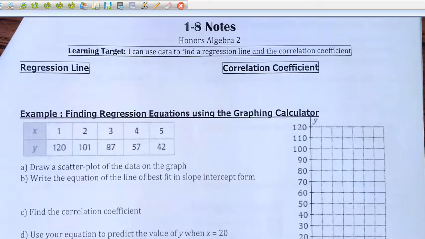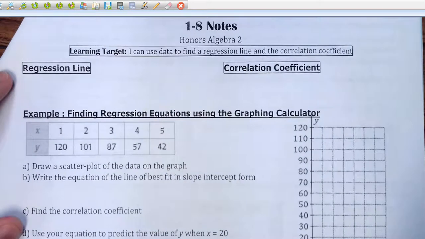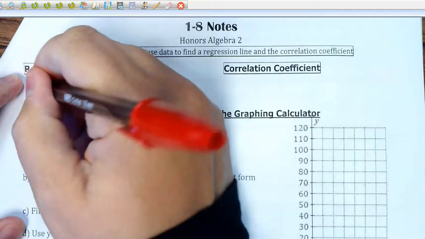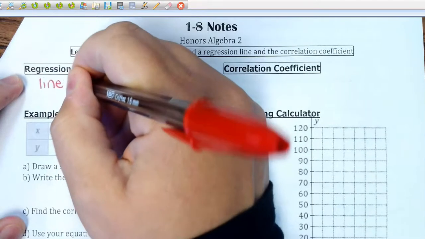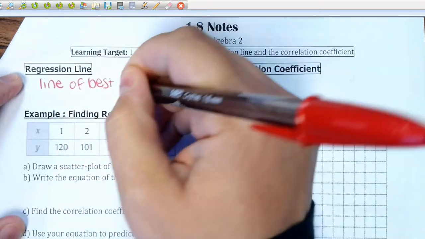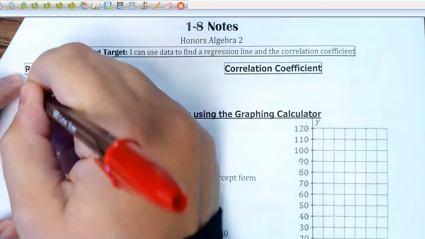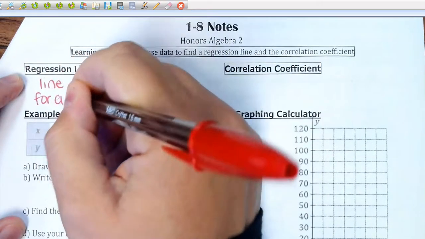All right, so we are going to work on finding regression lines and correlation coefficients. I want to talk to you guys about a couple definitions up here at the top, and then we're going to do some work with our graphing calculators. A regression line is just another way to describe a line of best fit for a data set.